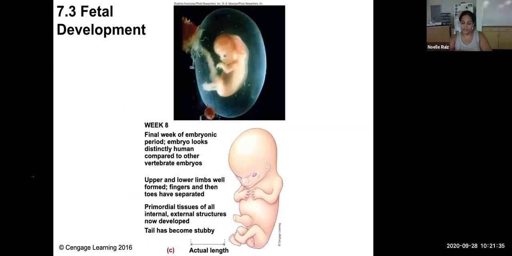Week 8, final week of embryonic period before it's considered a fetus. Embryo looks human compared to the other vertebrate embryos. Upper and lower limbs, you can actually see little arms and fingers and legs and toes forming. And then the primordial or early tissues of all internal and external structures have now developed. So now they're going to rapidly mature. Tail has become stubby. Just a little stub, it's not an actual tail anymore.